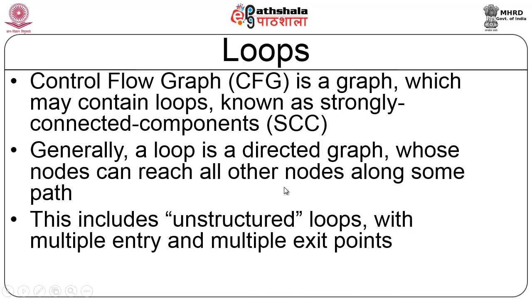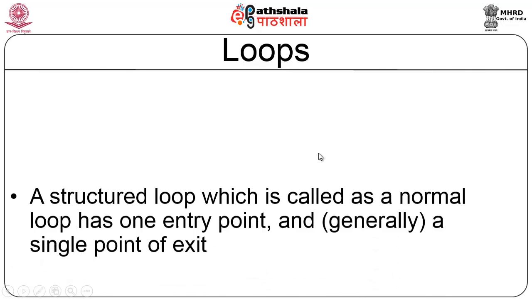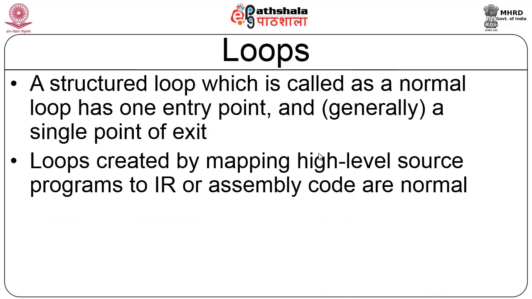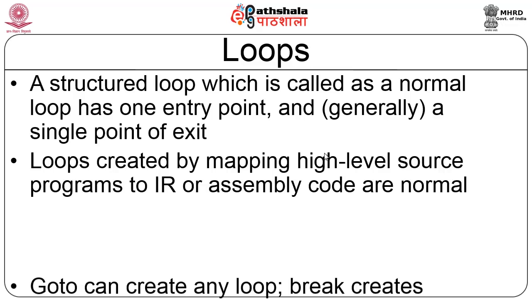This includes unstructured loops with multiple entry and multiple exit points. So your loops can basically be structured or unstructured, and can have multiple entry and exit points or a single entry. Typically you should have a single entry and a single exit point, but there is a possibility of also having multiple entry and multiple exit points. Now a structured loop is typically called a normal loop, which has one entry point and a single point of exit. The loops that are created by mapping high level source programs to intermediate representation or assembly code are called normal loops. Typically you have normal loops in your piece of code.